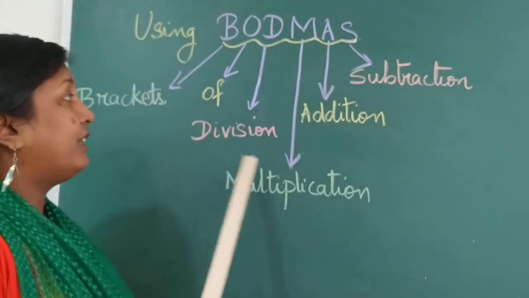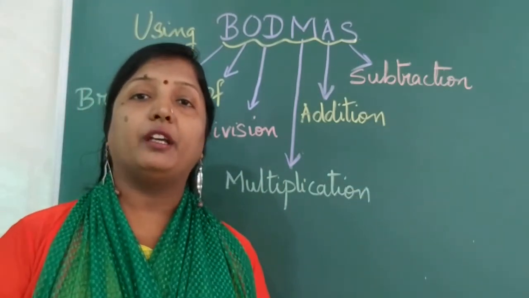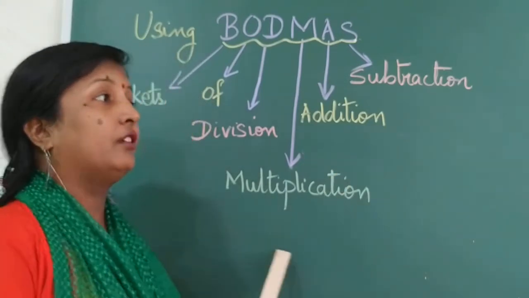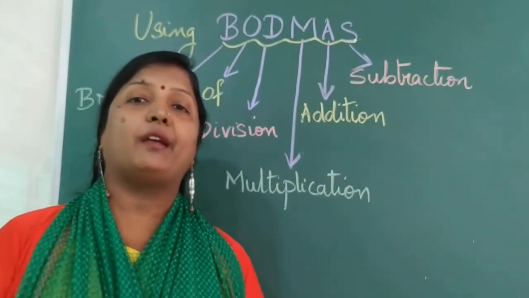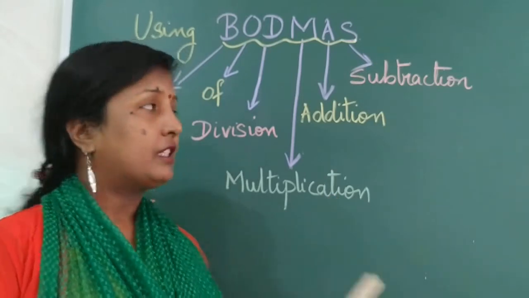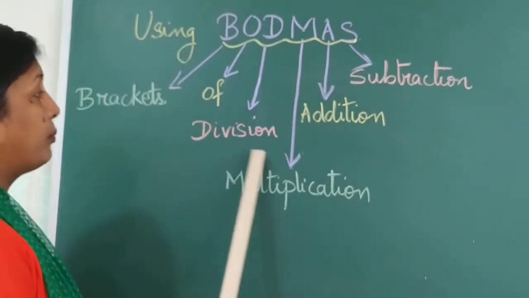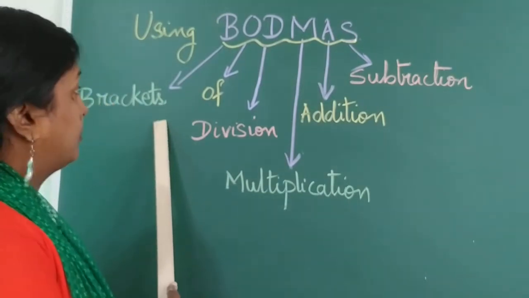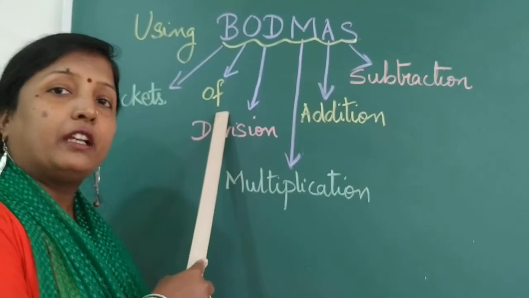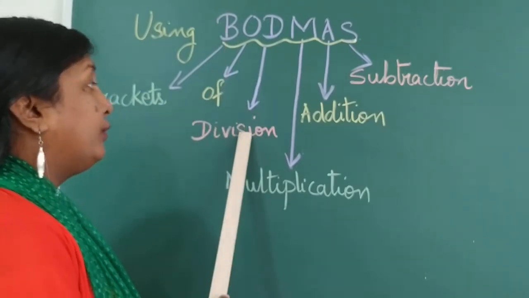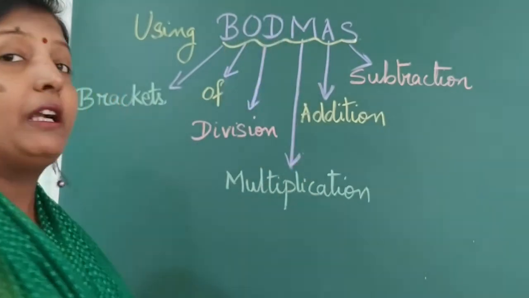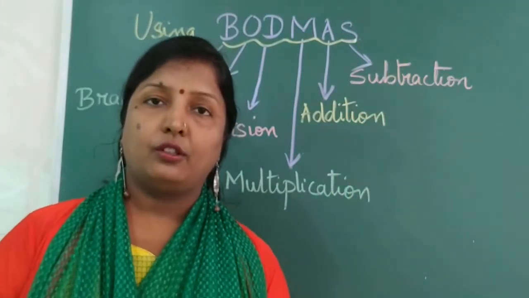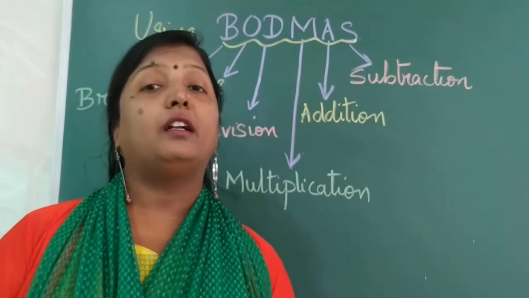Now the sequence in which these letters come is the sequence in which you will solve these operators when they all come in the same number, or a part of it also comes. Say for example, in a number, all these operators are there. The first you will use is the brackets. Then if there is an of sign, you will solve the of first. Then you will go for division. Then multiplication. Then addition and subtraction at last. So addition and subtraction has to be solved at last.